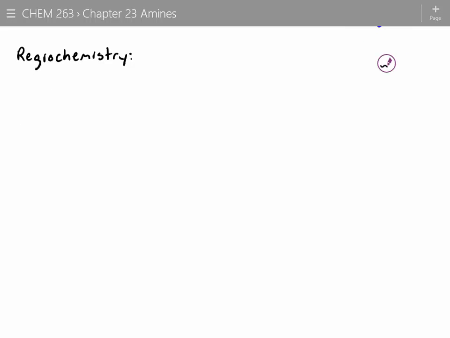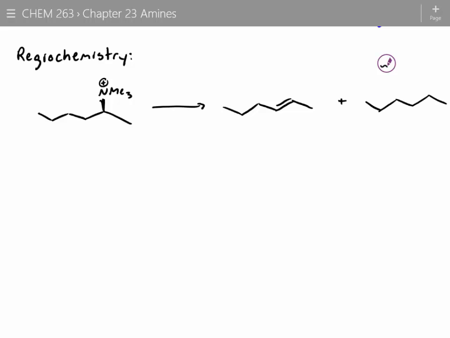So let's take a look at this compound. I'll give you guys an example one. Sorry, this should be our over-alkylated amine. Are we going to get this alkene out, or are we going to get that alkene out? Does anybody have an initial guess?